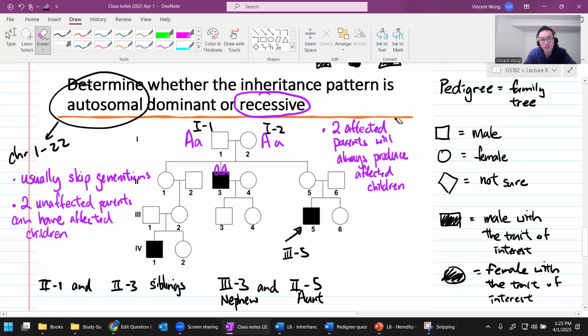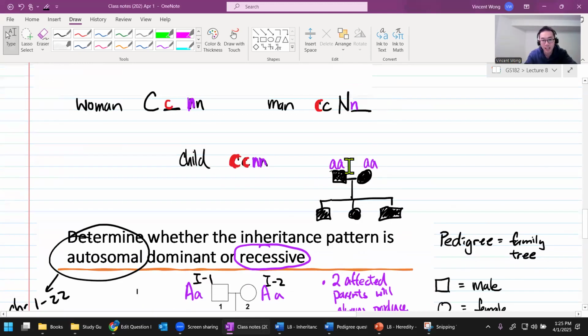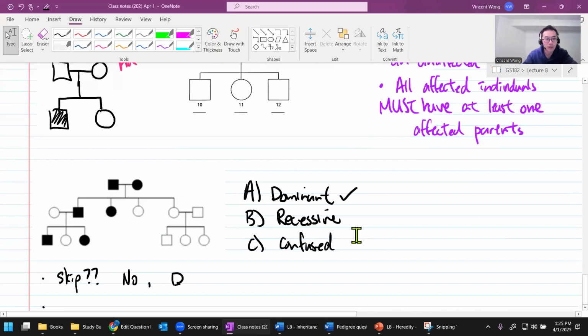Recessive: two affected parents will always produce affected children. If you have two parents who are shaded in black in the pedigree, then all the kids will also be shaded in because of what I told you, right? If the parents are both little a, then 100% of the kids are going to be little a, right? Well, let's see over here. We have two affected parents. That's their kids. Two of the kids have it, but two of the kids don't.